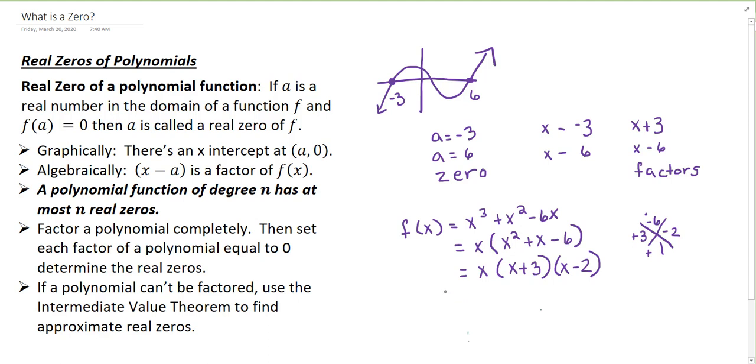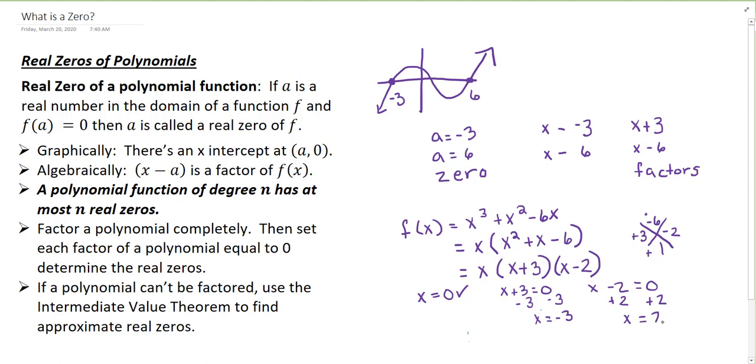So then from there, what you would do is you would set each factor equal to 0 and solve for x. So I would set x equal to 0 because that's the first factor, x plus 3 equal to 0, and x minus 2 equal to 0. And then just solve for x. So in this first case, x equals 0, the x is already solved for because x is already by itself, so that's done. In the second case, I need to subtract off 3 from both sides of the equal sign, and that gives me x is negative 3. And then I need to add 2 to both sides for this third case, and that would give me x is a positive 2.